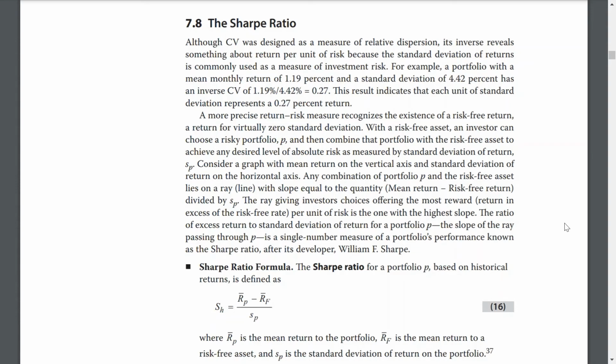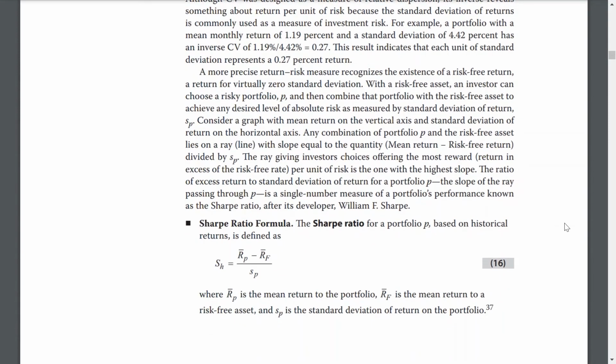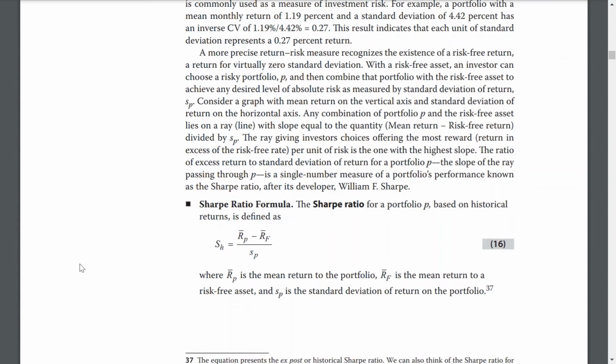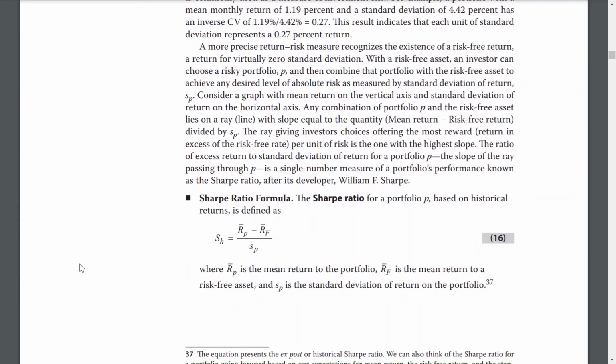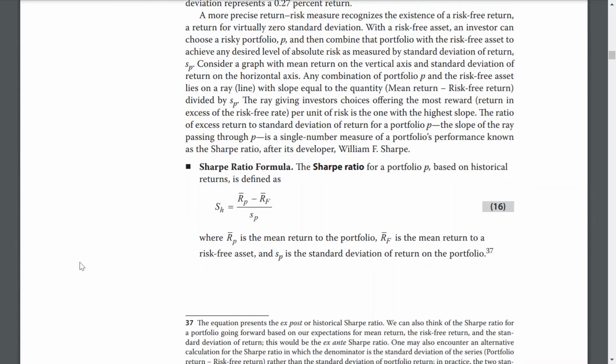The portfolio with the highest reward, the return in excess of the risk-free rate per unit of risk, is the one with the highest Sharpe ratio. The excess return divided by the standard deviation of the returns of portfolio P is the slope of the ray, and it is called the Sharpe ratio after its developer, William F. Sharpe.